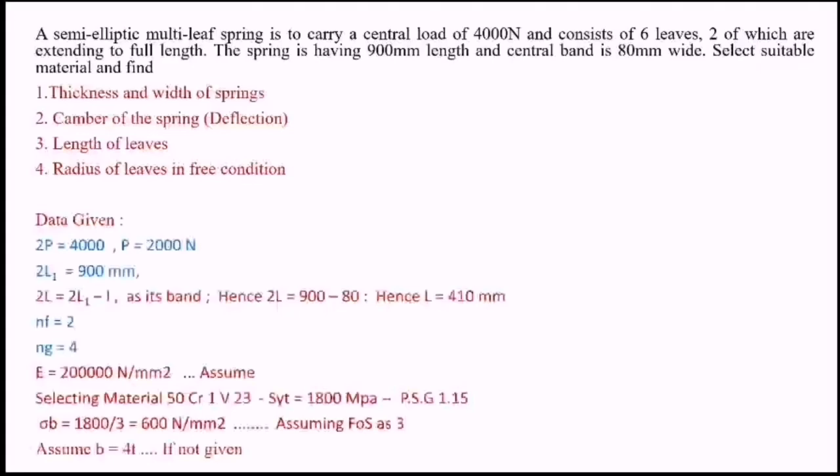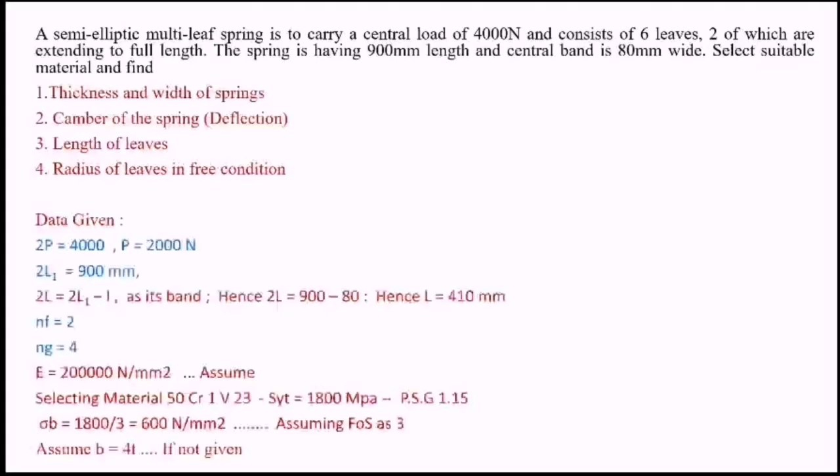Please note, we have to be very careful while interpreting the data. So starting with the extraction of data from the question, it is given that there is a central load of 4000 Newton. Hence I will write 2P is equal to 4000, from which I will get P is equal to 2000 newtons.